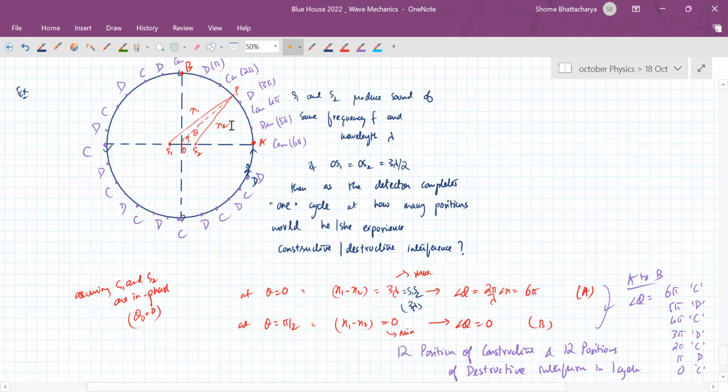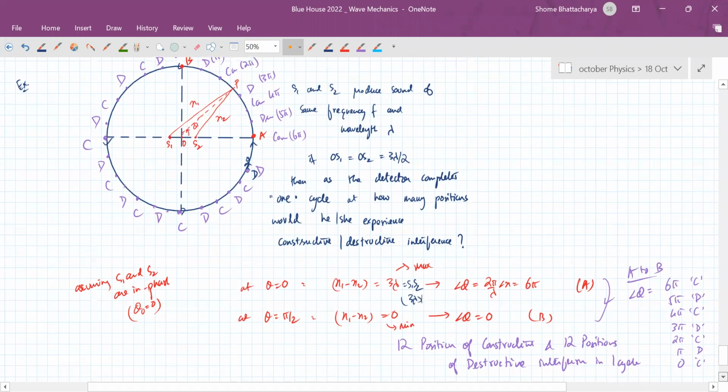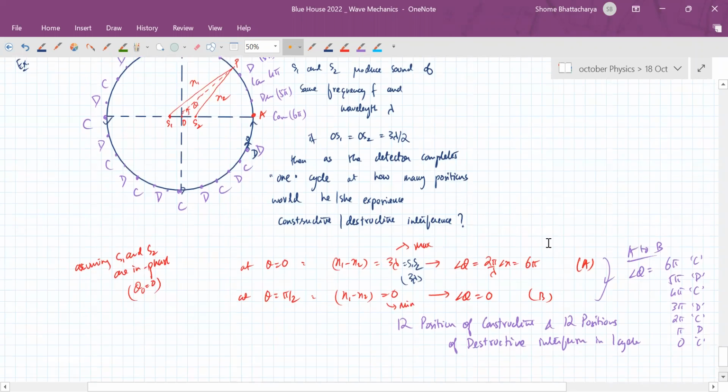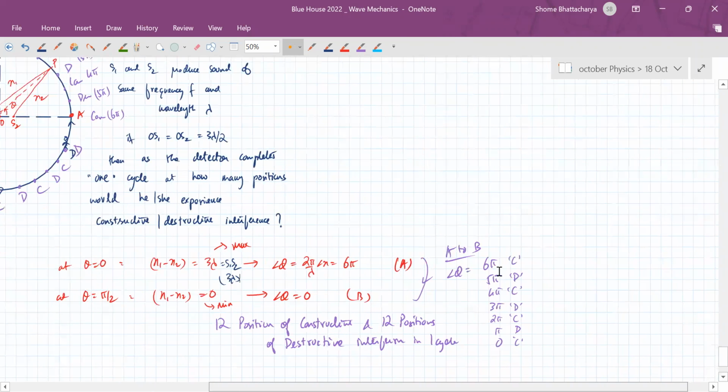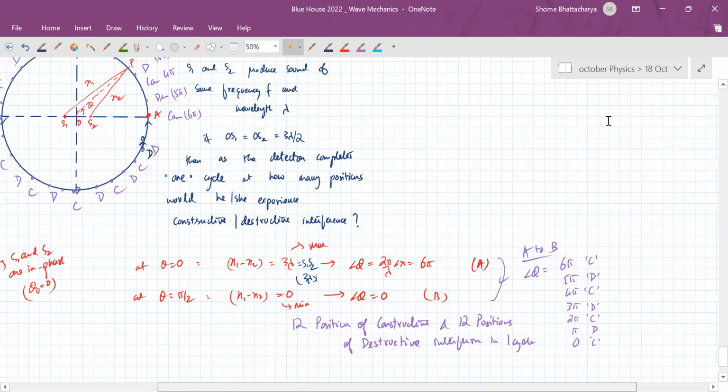Similarly, that same thing is happening to the constructive and destructive interference. As your phase difference is changing from 6 pi to 0, at 6 pi it is constructive. As it reaches 5 pi, it is destructive. Then again at 4 pi, it is constructive. And again at 3 pi, it is destructive. So as you go from 6 pi to 0, you can see that at four particular locations you have constructive interference, and at three particular locations you have destructive interference. Like that, I've labeled for each quadrant what is happening.